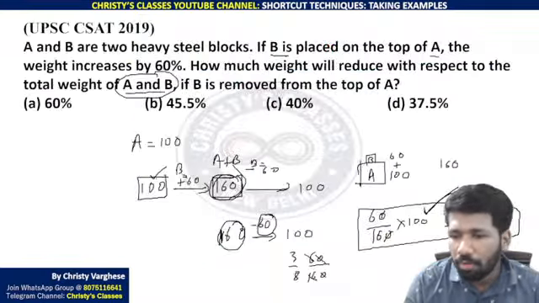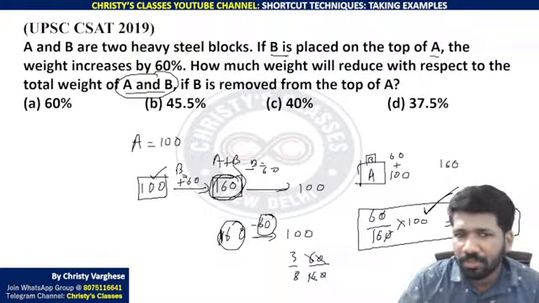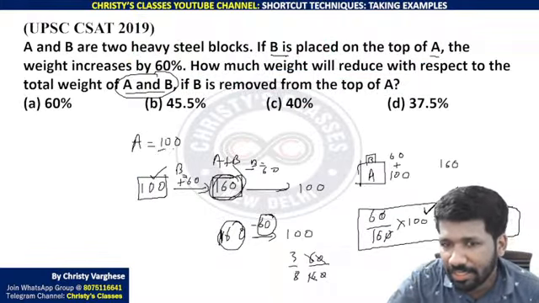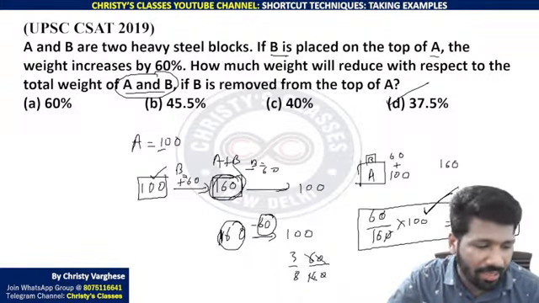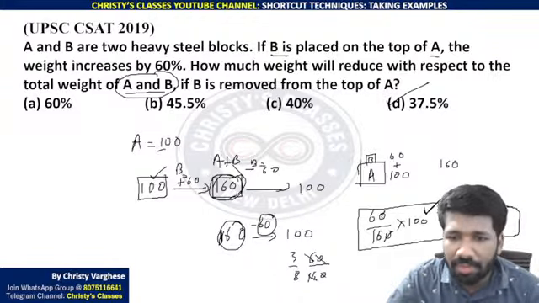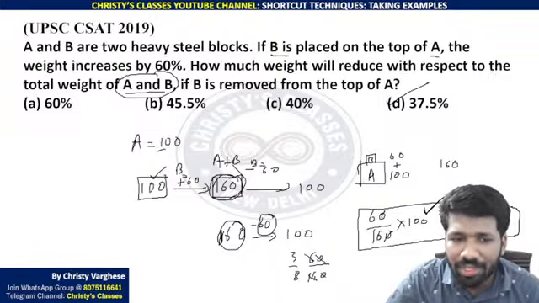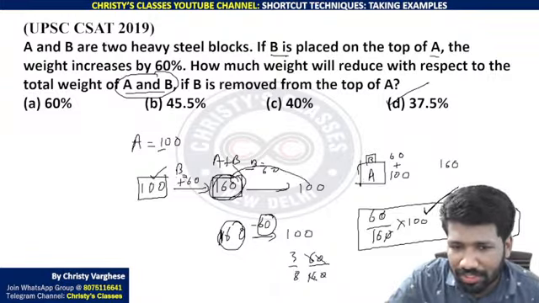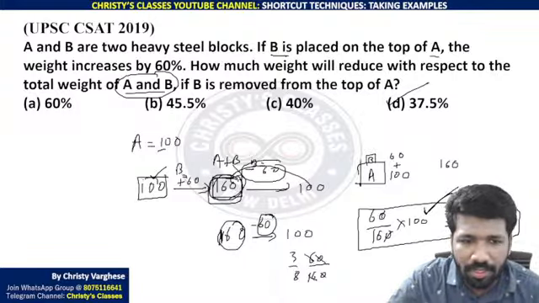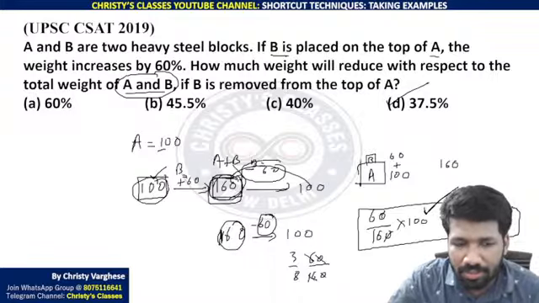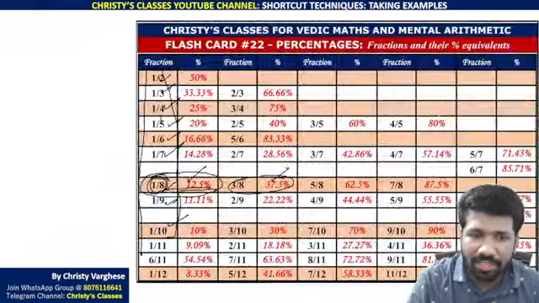Okay, so I hope all of you understood how 37.5% is the answer. The comparison should be made correctly. Comparison should not be made with respect to a wrong initial value. Here 160 is becoming 100. So with respect to 160, how much kg is reduced? That is what we need to know, not with respect to 100. So that is why 37.5% is the answer.